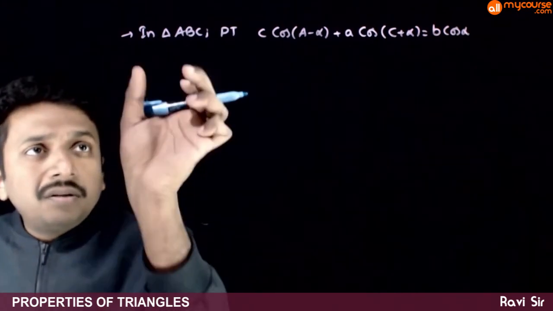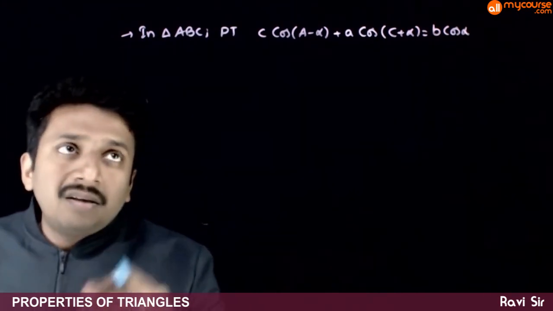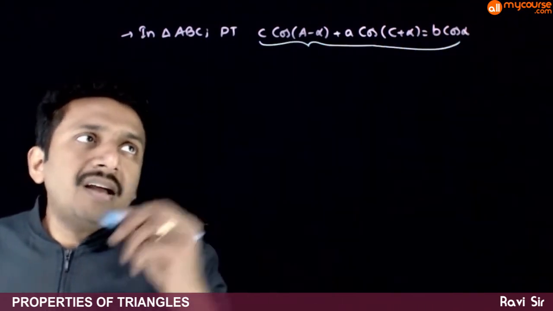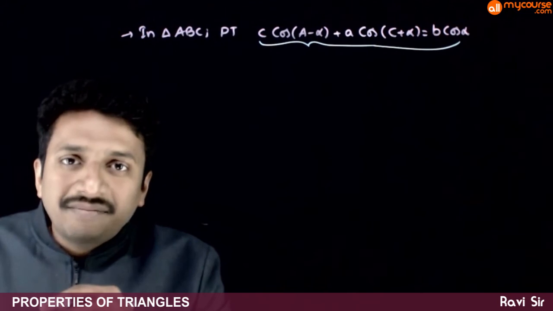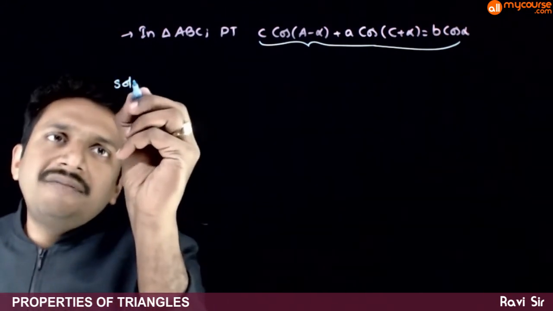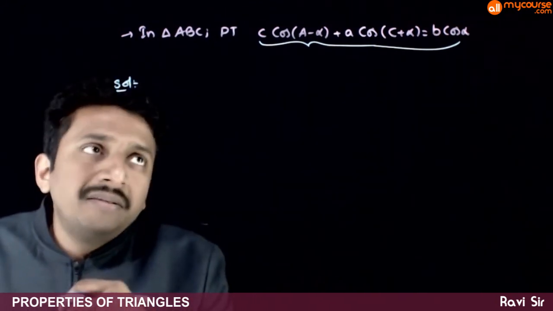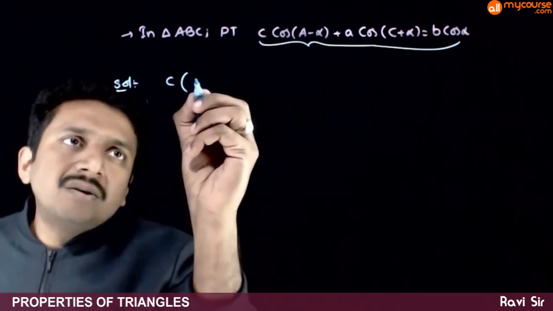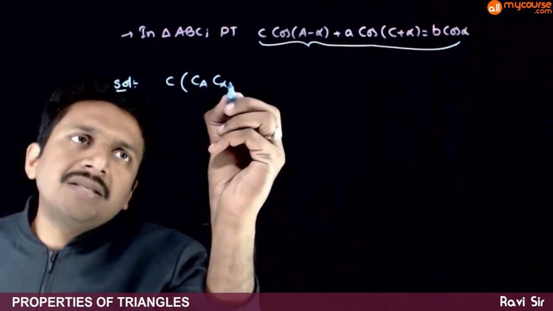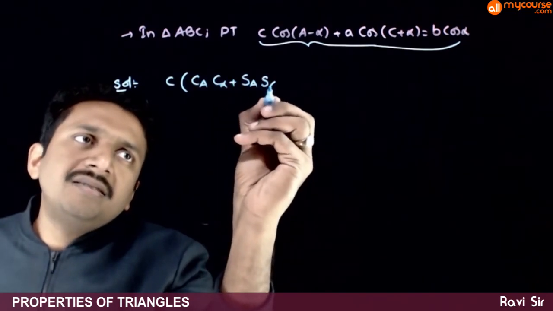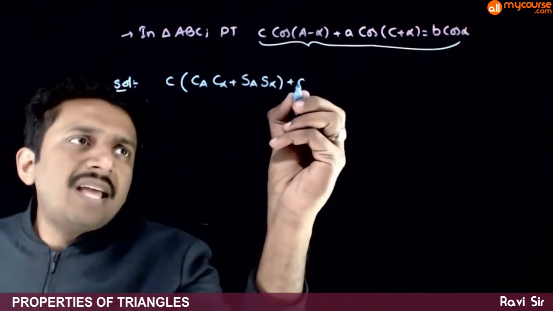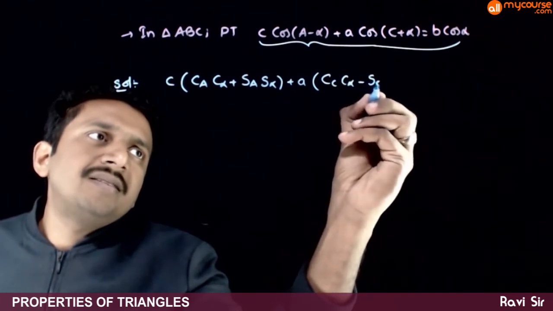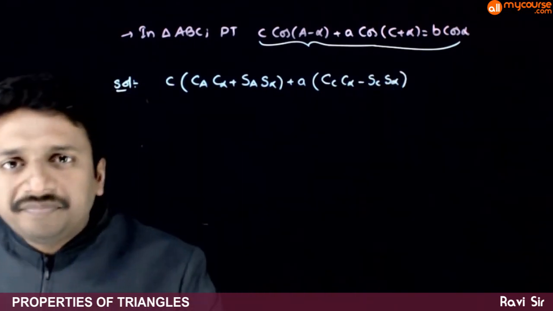In this question, given that in a triangle ABC, you are asked to prove that C cos(A minus alpha) plus A cos(C plus alpha) is equal to B cos alpha, where alpha is some constant angle. So now what we do is, let us expand this. cos of (A minus alpha) is cos A cos alpha plus sin A sin alpha, plus A times cos(C plus alpha) is cos C cos alpha minus sin C sin alpha.